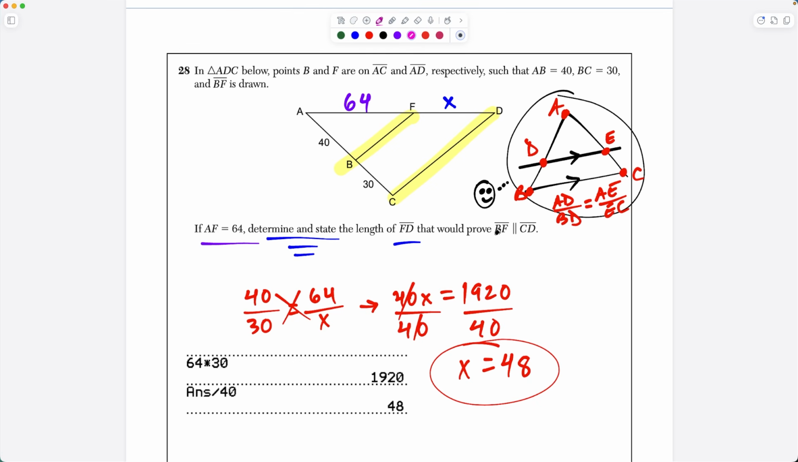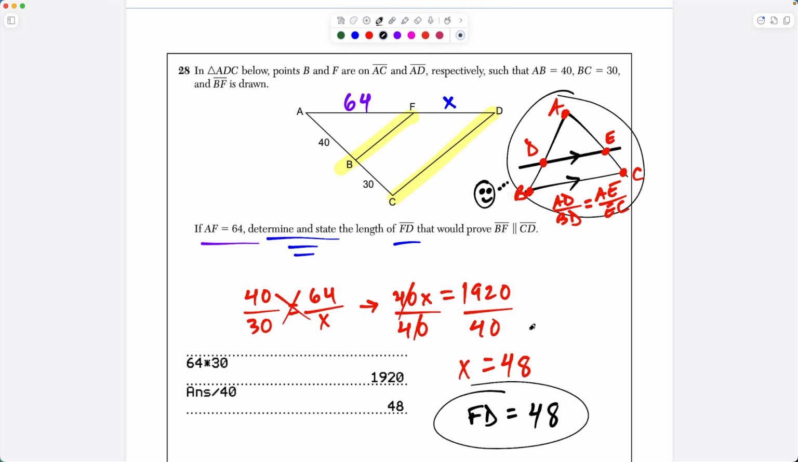We have X equals 48 is valid. Now, if we want to play it really safe here, we could also just say, what is the length of FD? I would say that FD is equal to 48 like this, but we labeled FD with an X, so X equals 48 is more than enough. So this would be our answer.